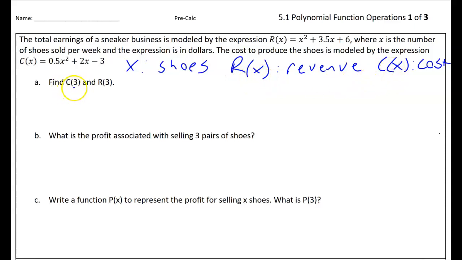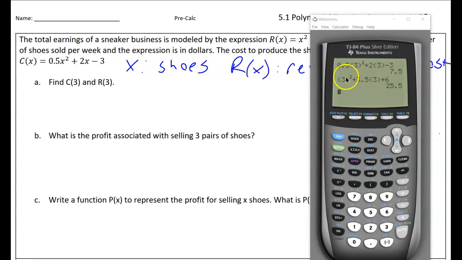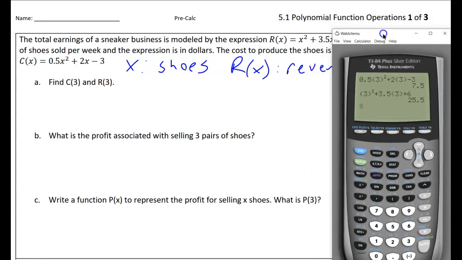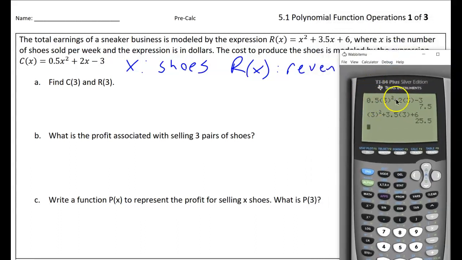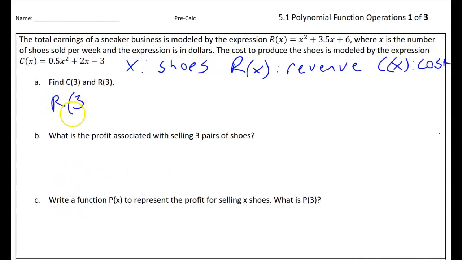And then we're asked to find C of 3 and R of 3. That just means I'm plugging 3 into both, and I just use my calculator to do that. Notice I just took out my x's and put in parentheses and a 3 for both expressions. My top one is C, my bottom one is R, and you can type them all in one line like that. So I would say R of 3 is 25.5, and C of 3 is 7.5.